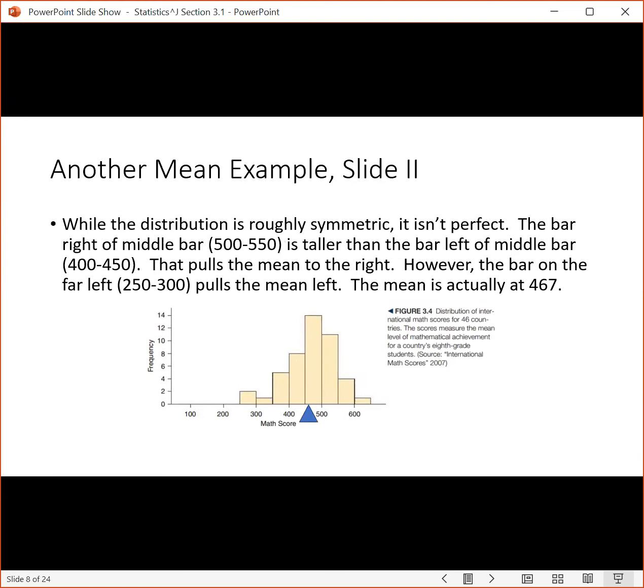Okay, so I typed up a lot of those thoughts here. It's roughly symmetric. It isn't perfect. The bar right of the middle, that's this one, is taller than the bar left of the middle, that's this one, that pulls the mean to the right. However, the bar on the far left, that's this one, pulls the mean to the left. And then if you actually go through and calculate the mean itself, we get 467, which is roughly where this fulcrum is. And it did end up on the left side of this middle bar.